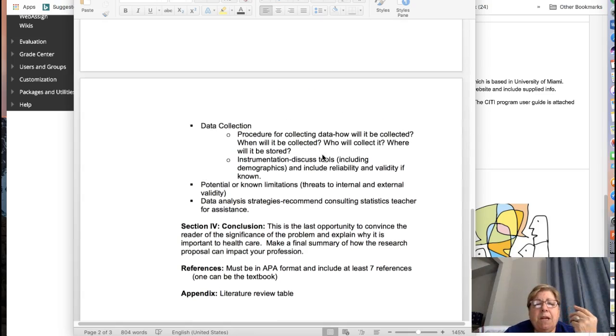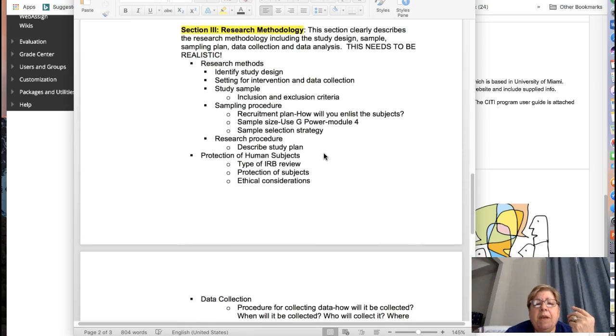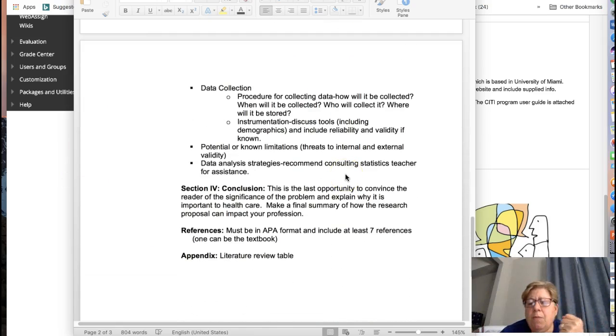So that's the kind of stuff I want you to think about when you're looking at your section 3 for research methodology. This is almost the meat and bones of this proposal. Everything's important, but this is where you're really going to work hard this week. And we're going to work through this, through the discussion boards and what you're submitting, and so forth.